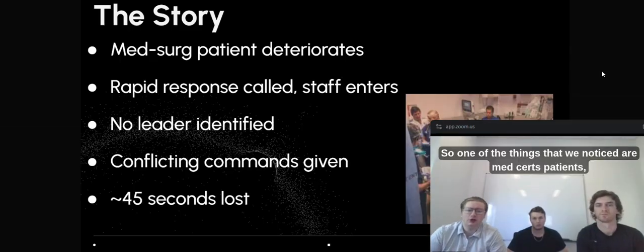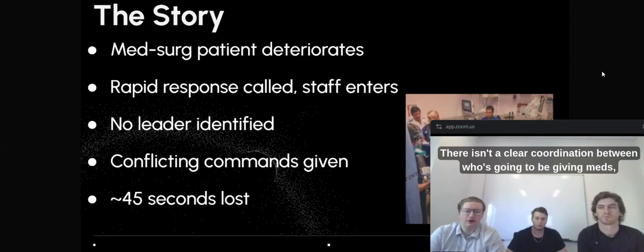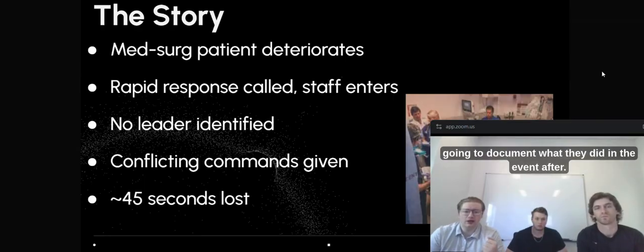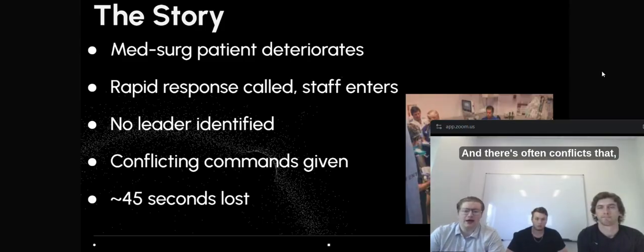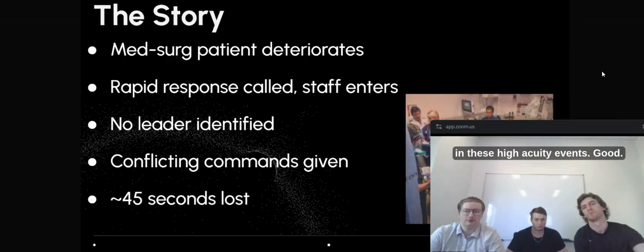So one of the things that we noticed is med-surg patients have a high potential to deteriorate quickly if there's not immediate life-saving treatment. When staff is called, sometimes there's no leader identified. There isn't a clear coordination between who's going to be giving meds, who's going to start compressions, who's going to record the event, who's going to document what they did in the event after. And there's often conflicts that delay the treatment that the patients can get and a consistent amount of time that is lost in these high acuity events.